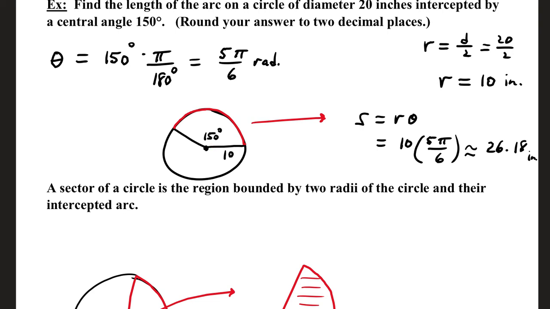So now we can get our arc length: radius 10 inches, times central angle 5 pi over 6. That approximates out, 10 times 5 times pi divided by 6, is approximately 26.18 inches.